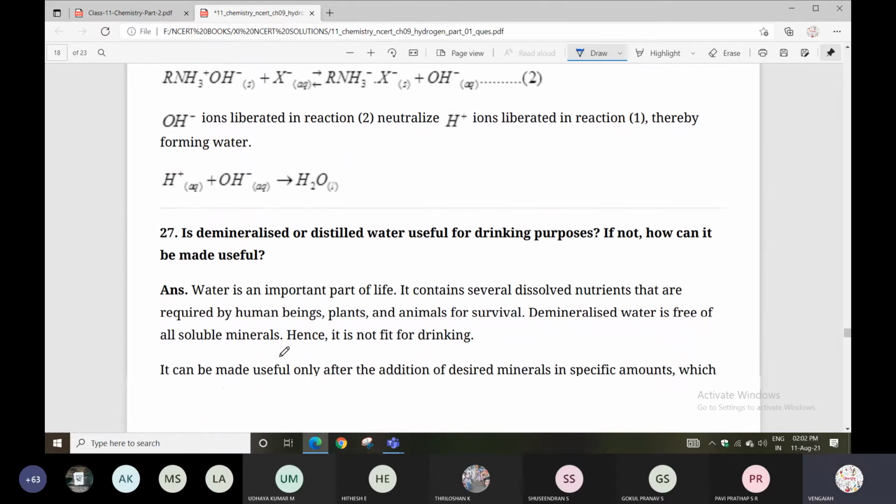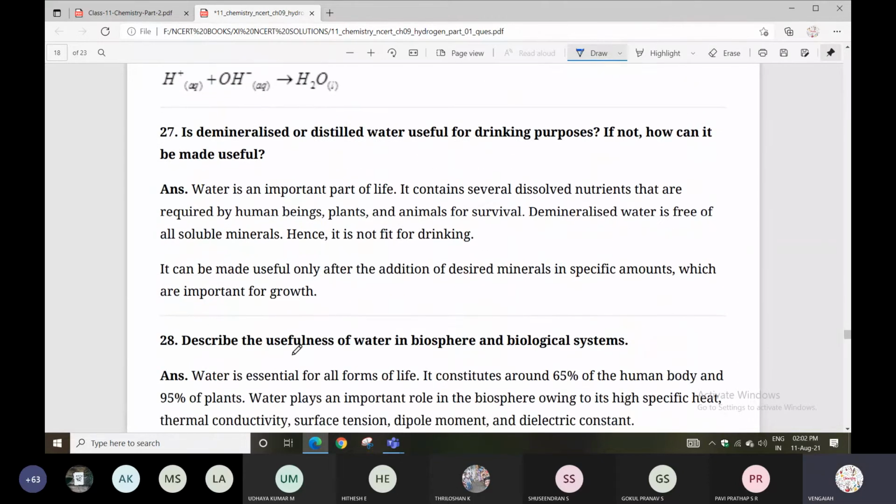If not, how can it be made useful? Question understood? Is demineralized or distilled water useful for drinking purpose? If it is not, how can we make it useful? Water is an important part of our life. It contains several dissolved nutrients that are required by human beings, plants and animals.